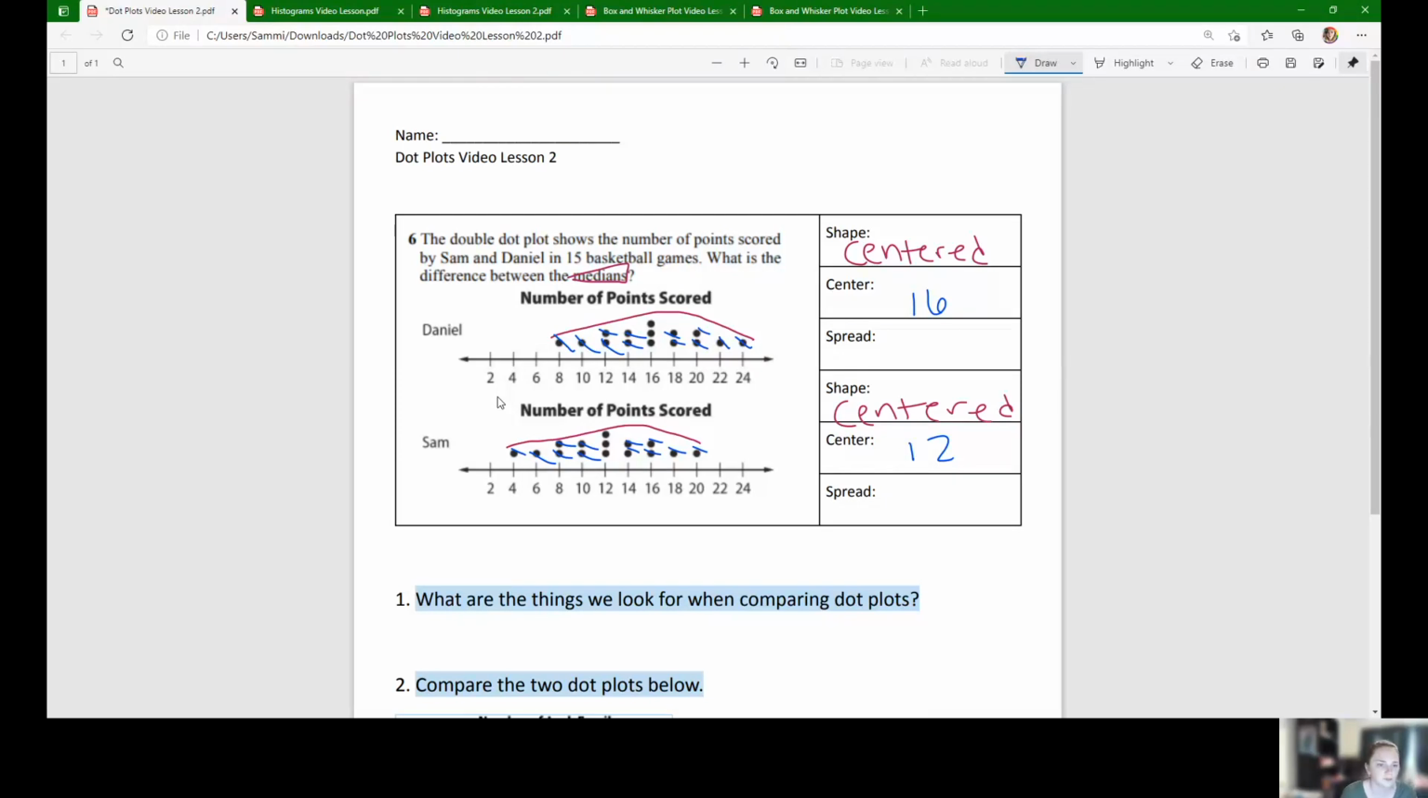But we can also look at the spread. So we usually look at the range for that. So for Daniel, it would be 24 minus 8. 24 minus 8 is going to be 16. And then for Sam, 20 minus 4 will also be 16. So they're spread exactly the same.